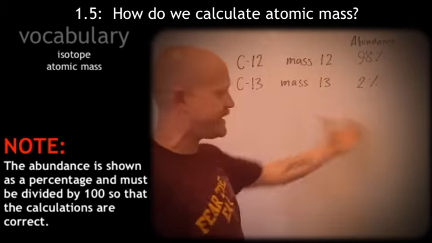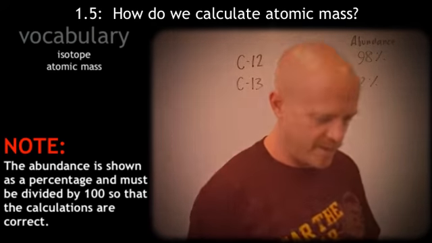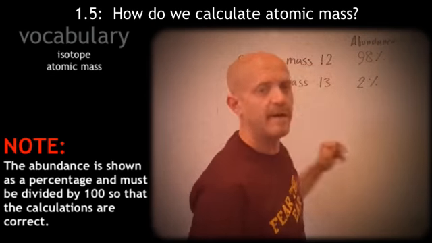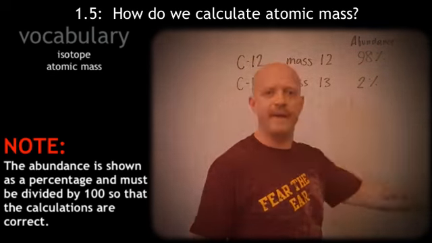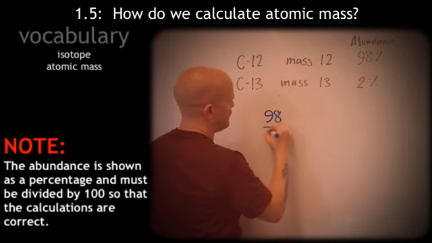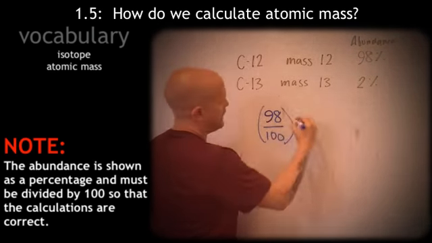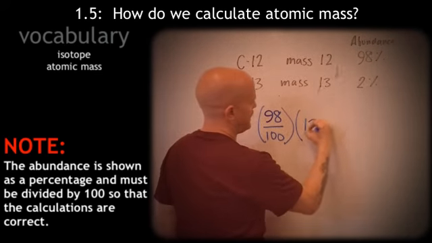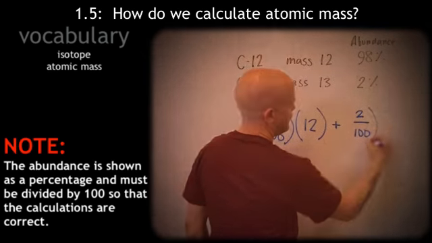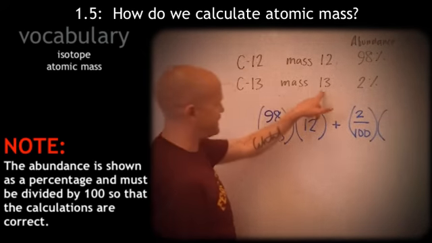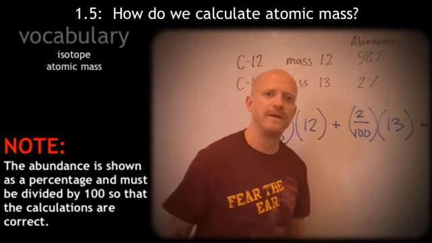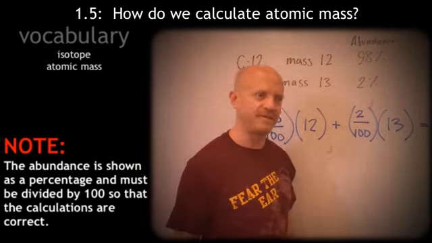So I'm just going to show you how to set it up this way. Now again, I told you it's the percent over 100 times the mass of A plus percent over 100 times the mass of B, and so on and so forth. So it's going to be 98 over 100 times carbon 12 weighs 12 plus 2 over 100 times the mass of B, which is 13, equals 12.01 is really what it comes out to.